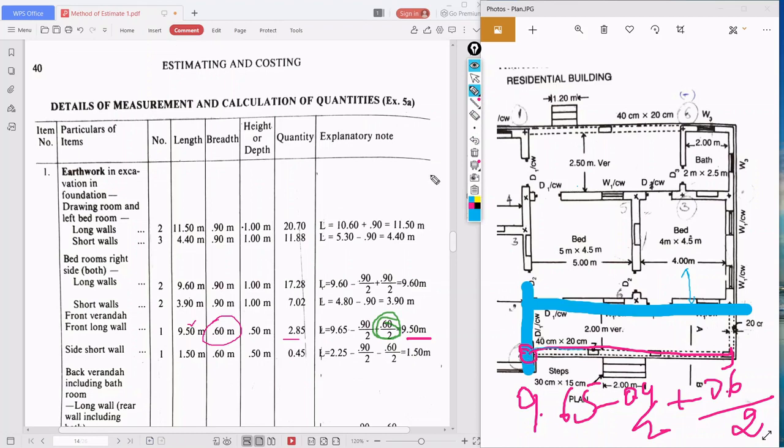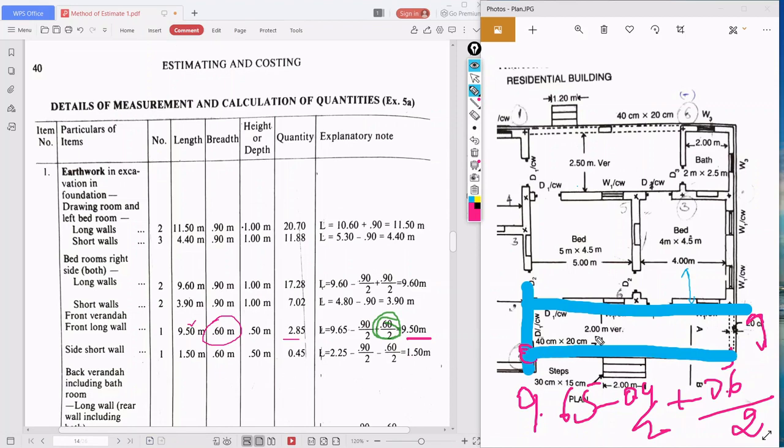So this excavation is also over. This front long wall's excavation is also over. What is remaining? This one is remaining, so we need to excavate this one. Okay, so what is the short wall distance? Only one, so the quantity is one. What is the distance? It is 2 meter. Okay.